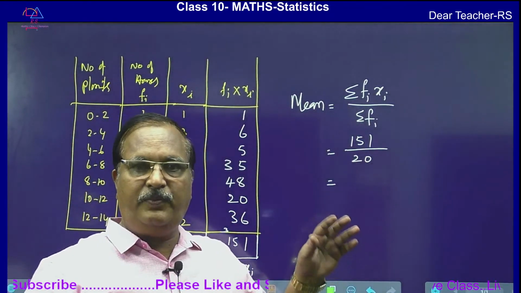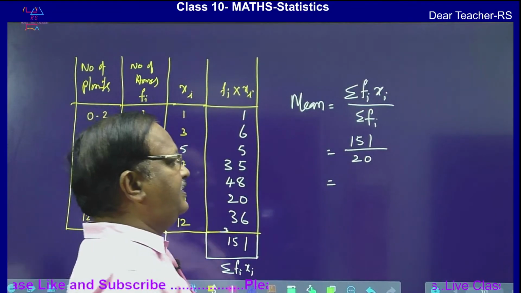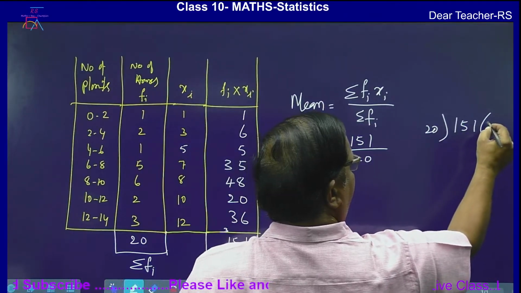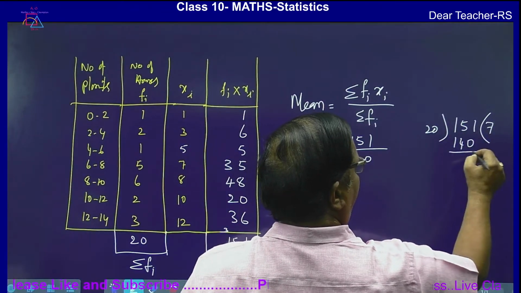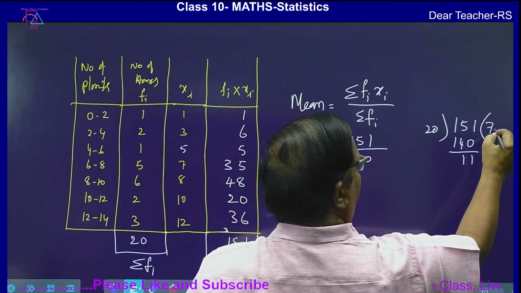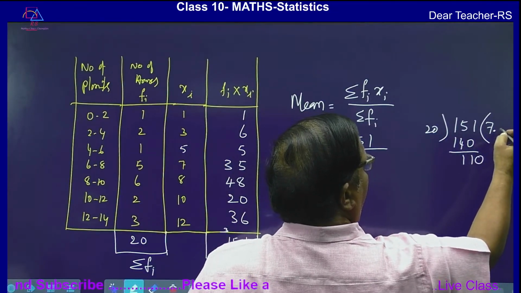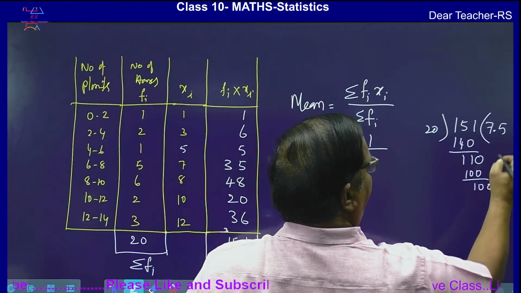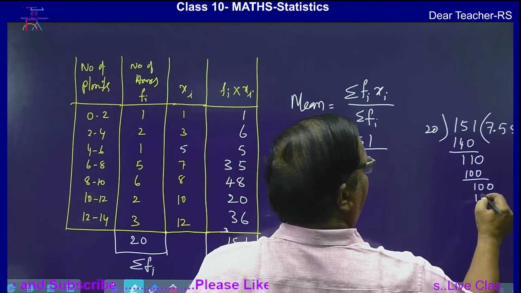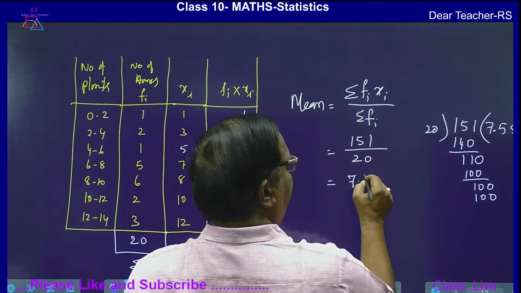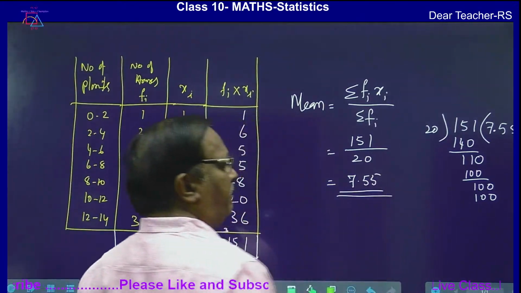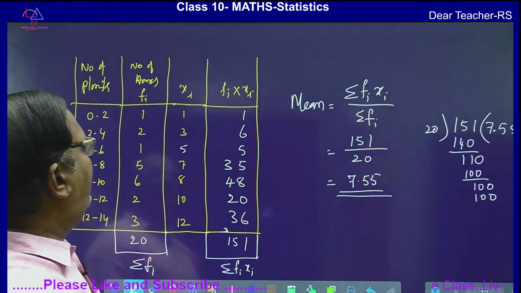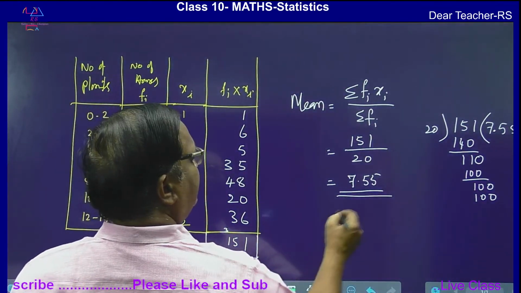Now there is no table in this, so don't be lazy, divide it like this. 7 20s are 140, remainder 11. Then 5 20s are 100, so 10. Again 5 20s are 100. So the answer is 7.55, the mean number of plants. Therefore, the mean number of plants per house is equal to 7.55.